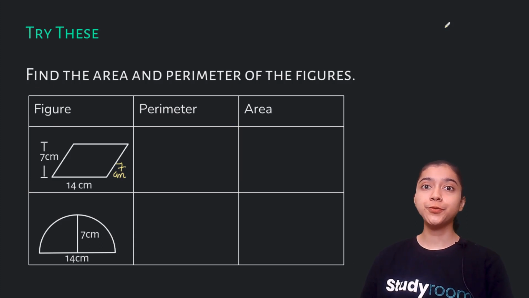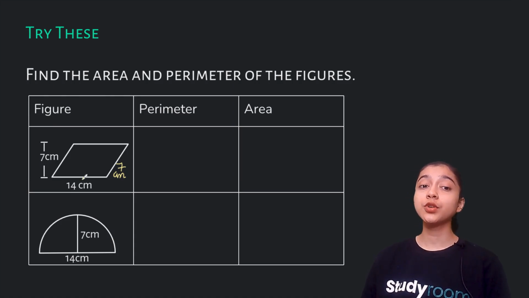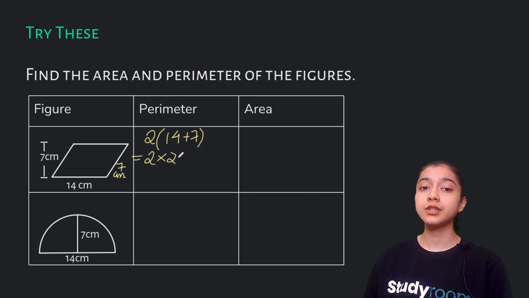Now that I have taught you the formulas of some of the geometrical shapes for calculating the area and perimeter, let us try solving some problems. The figure that has been given over here is a parallelogram. We have to calculate the perimeter and the area of the parallelogram. So, I hope you all remember that the perimeter of a parallelogram was 2 times the sum of its adjacent sides. So, the adjacent sides given over here are 14 and 7. So, it will be 2 times 14 plus 7. Ultimately, this gives us 2 times 21. So, the perimeter of this given parallelogram will be equal to 42 centimeters.